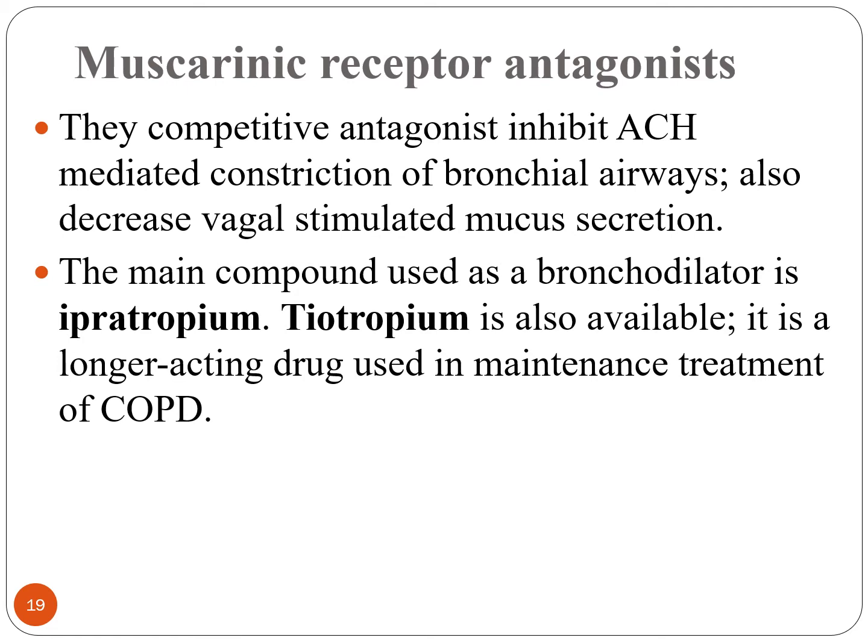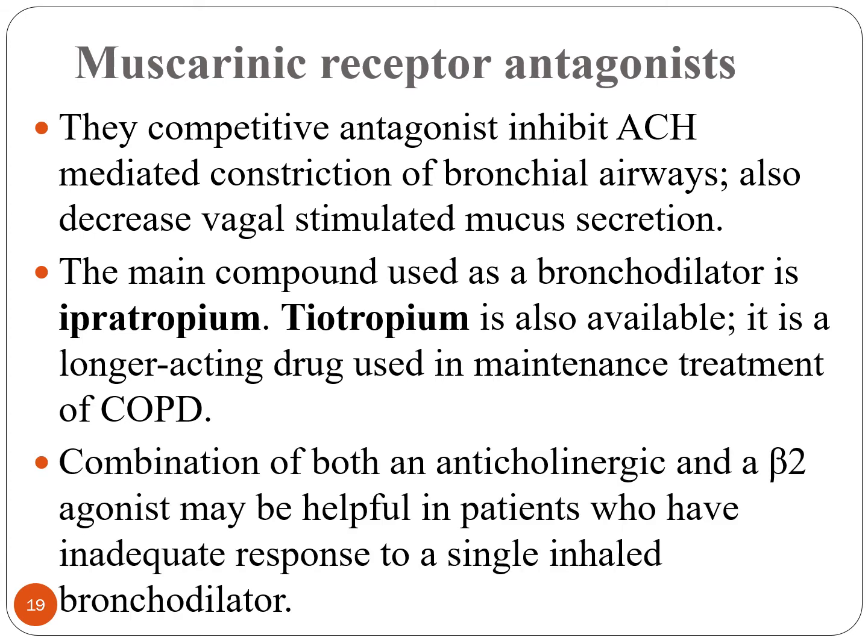Tiotropium is longer acting compared to ipratropium and is used in maintenance treatment of chronic obstructive pulmonary disease. A combination of both an anticholinergic, antimuscarinic, and a beta agonist may be helpful in patients who have an inadequate response to a single inhaled bronchodilator. Some patients do not respond to a beta 2 agonist alone, so we give them a muscarinic antagonist in combination.